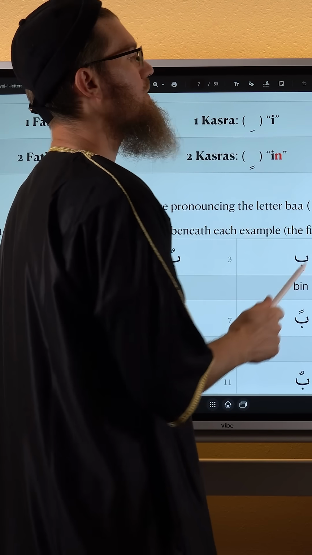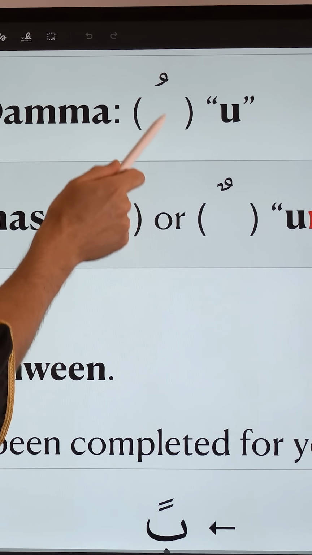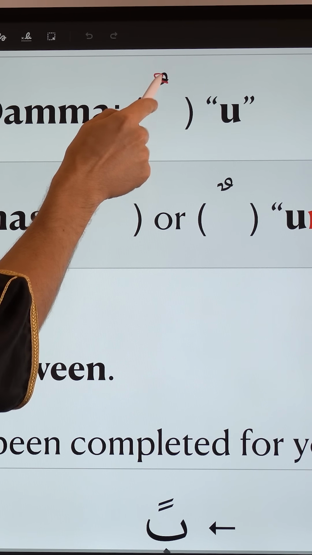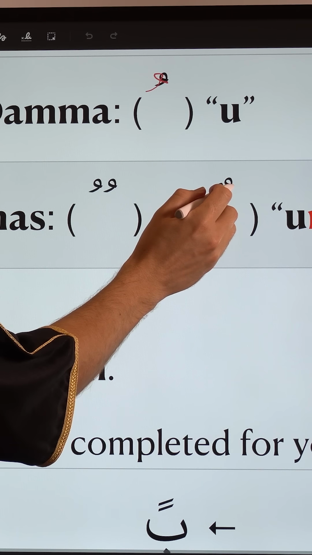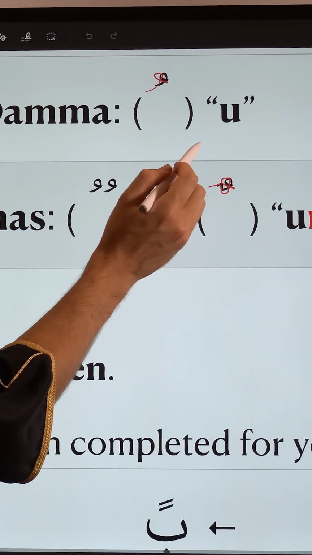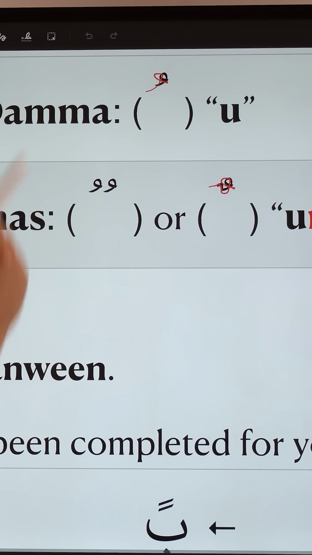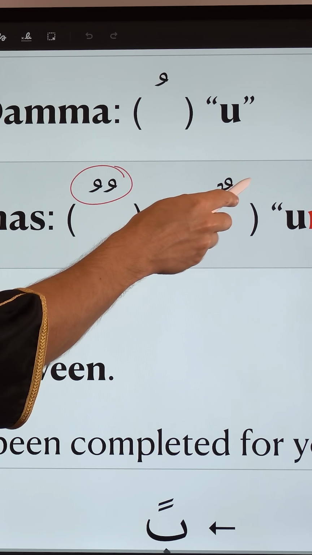Now, one important thing to recognize about the dhamma: this is one dhamma. It's just the simple loop. Whereas this dhamma, it's the loop, but it also has that attachment that goes up and curves at the end. So specifically, tanween dhamma can be written like this or like this.